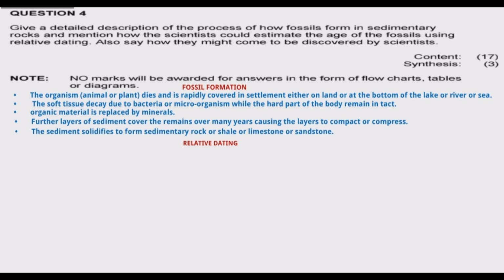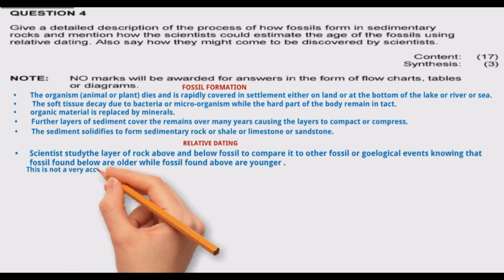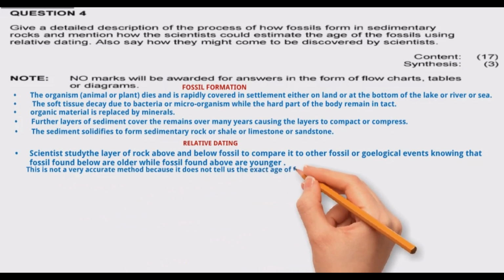Under this section, the first point is scientists study the layers of rock above and below a fossil to compare it to other fossils or events, knowing that fossils found below are older, while those found above are younger. The other point is that this is not a very accurate method because it does not tell us the exact age of the fossil.